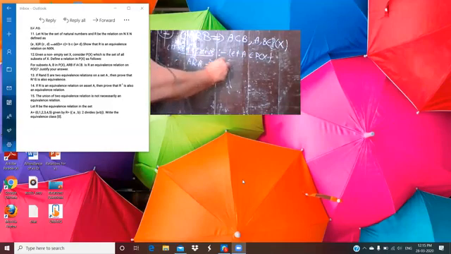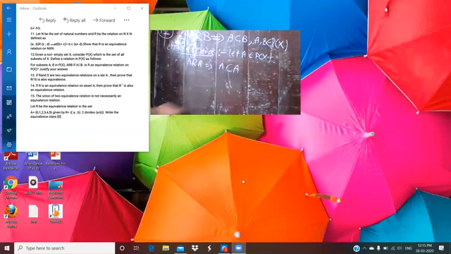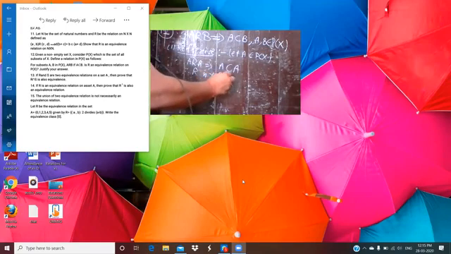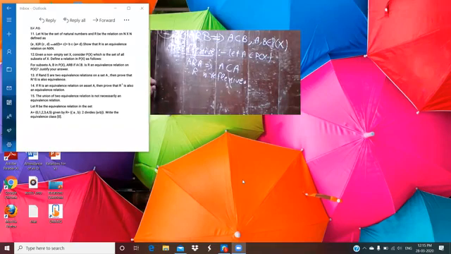A R A implies A is a subset of A. That is correct. Every set is a subset of itself. So A is a subset of A. So you can say R is reflexive. R is a reflexive relation. Now the second point, symmetric.